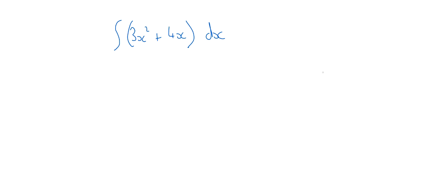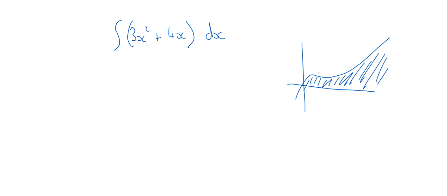Now, if you've got a graph that sort of looks like this, obviously the area under the curve between the x-axis and the curve goes on forever, right? That's indefinite, so you can't actually get an answer. But what if we put some limits on it?